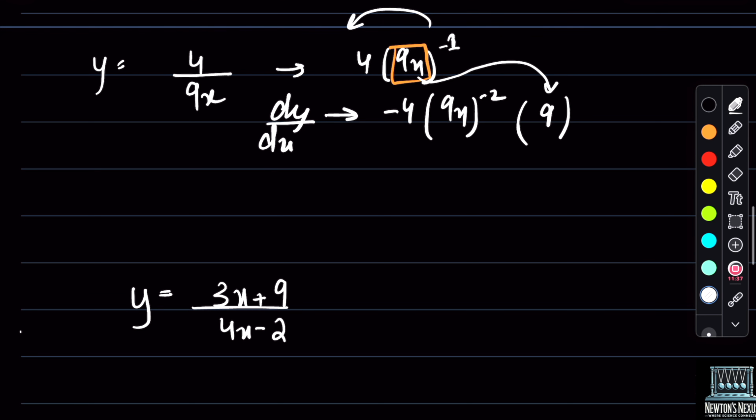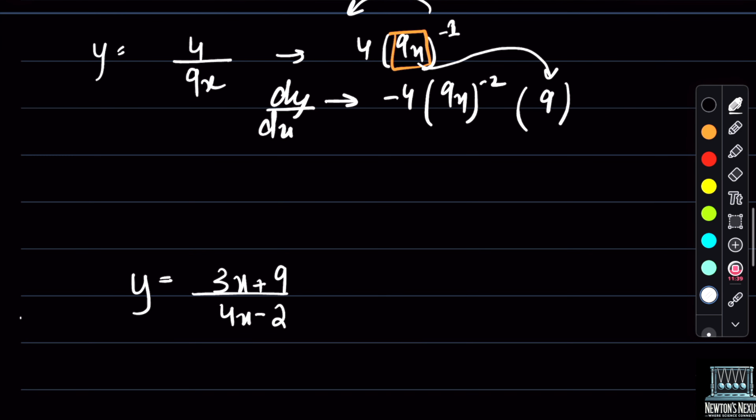All right. So the derivative of a variable with a power of 1 is always its coefficient. So x simply has the power of 1 here. So the derivative of 9x will be 9, simply.